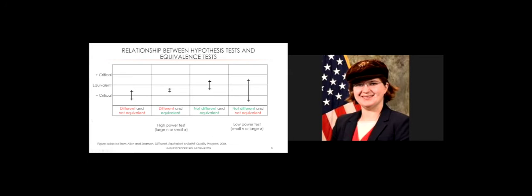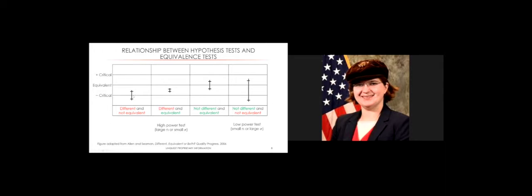Right? This slide here shows the relationship of where you could end up between a hypothesis test and an equivalence test. This figure is actually from a paper in Quality Progress from about 15 years ago, which I really like for the visual. So what do we have here? Each vertical line is one of 4 different scenarios. The vertical lines in each case represent a traditional confidence interval. So let's say it's a 95% confidence interval of the difference between 2 means.